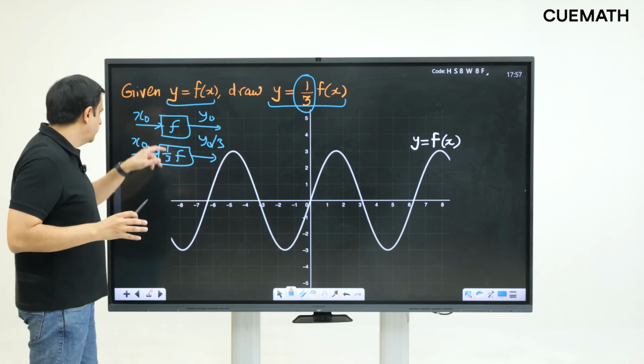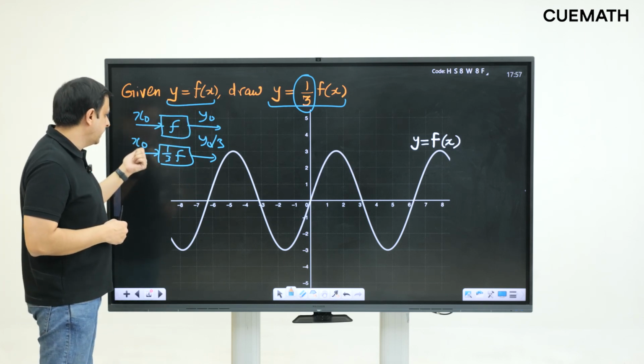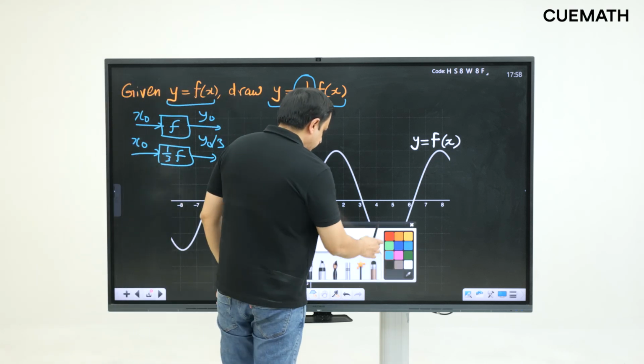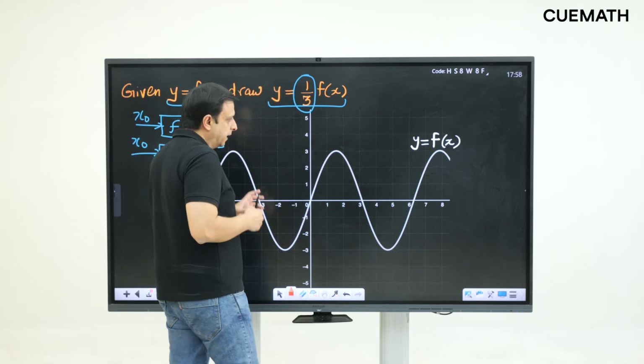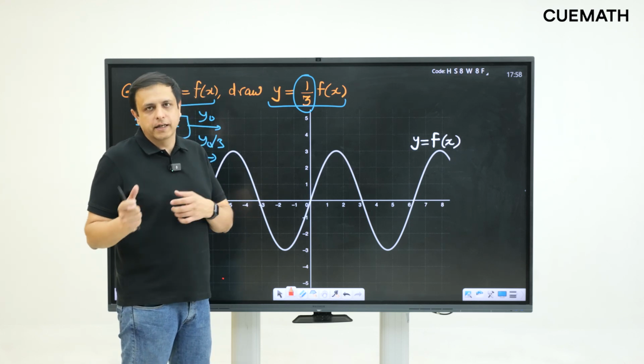So, the input output pair x naught, y naught, the original one, will transform to the new input output pair x naught comma y naught by 3. So, in graphical terms, what that means is that every point's y coordinate will transform to 1/3 its original value.